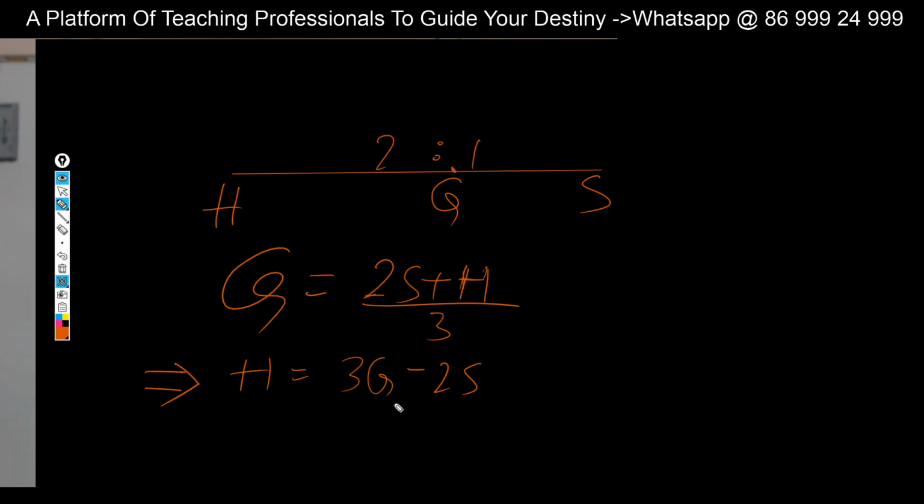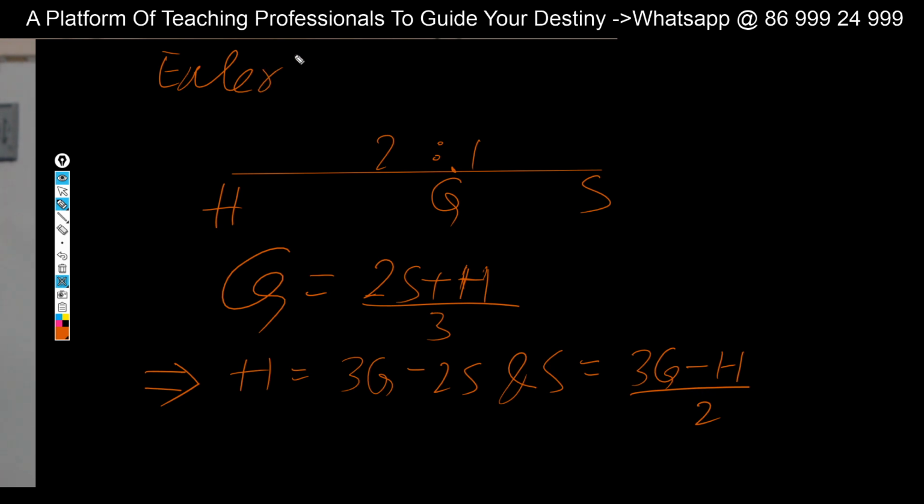If you want S, S is nothing but (3G minus H)/2. This is called Euler's line. So, in a triangle, if you are given any two centers, you can find out the third one like this, using this formula.